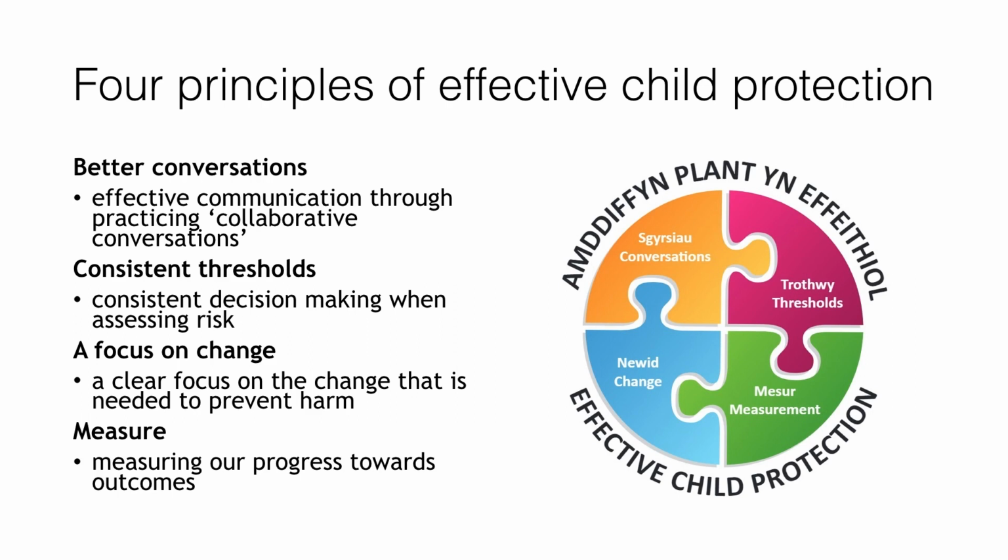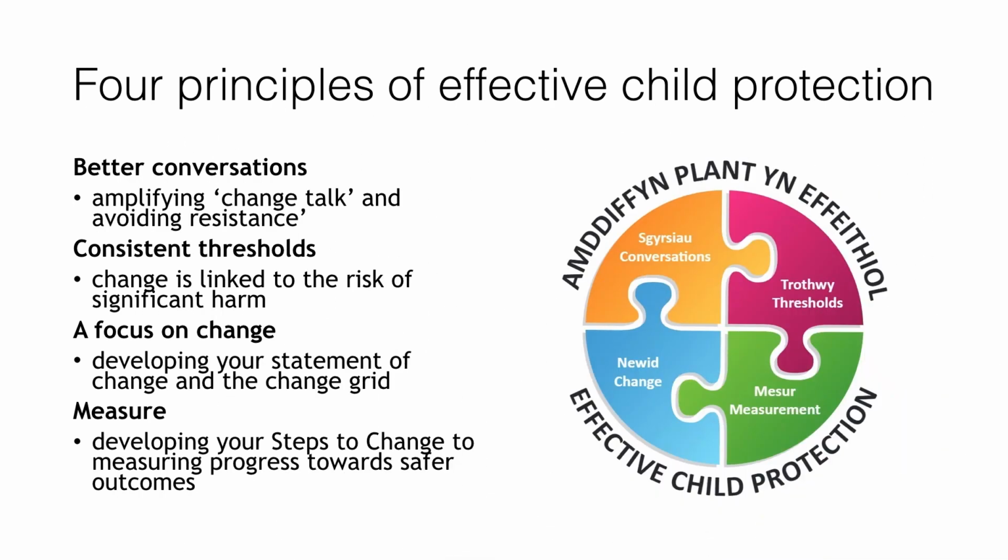These 4 components are represented as 4 jigsaw pieces. Each piece of the jigsaw represents an important element. Individually applied, they will enhance child protection practice. The model brings all of these together as a framework for intervention. During this effective child protection training course, you have looked at each of these 4 elements.